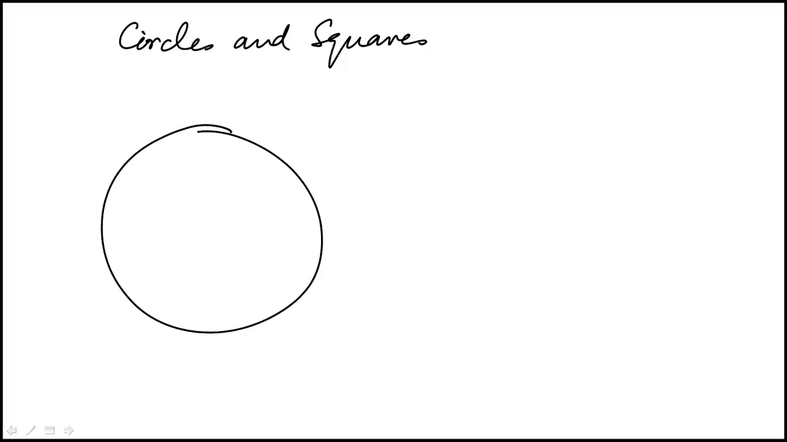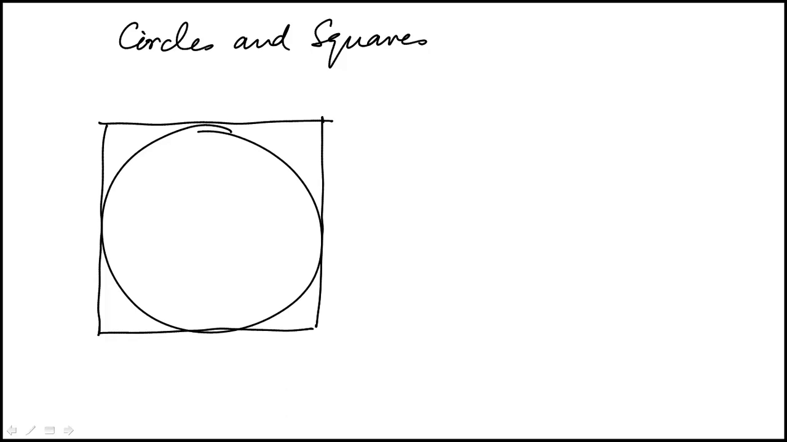Okay. The other important relationships come up with circles and squares when they are inscribed or they circumscribe. So let's look at a circle, and let's say we have a square that circumscribes it, meaning it goes all around it. And here, this is the radius.